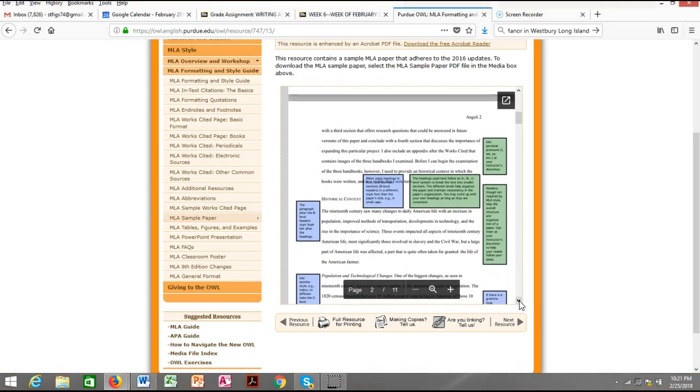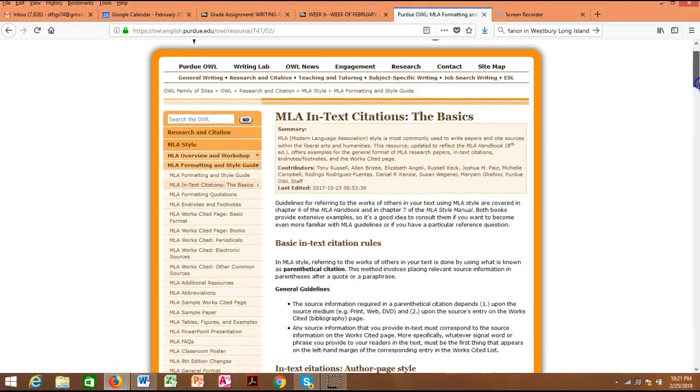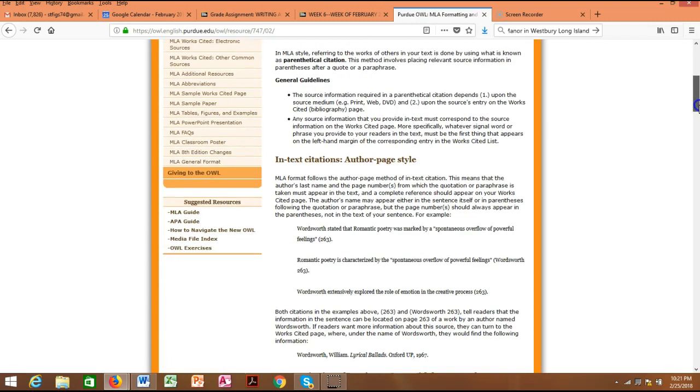Now, in terms of in-text citations, which is what you will be doing, this is what your basic in-text citations are supposed to look like in MLA style. Notice that once you quote, say that the author, Wordsworth, stated, then you just put the page. If you're saying romantic poetry is characterized by whatever it is, without referring to the author, then you put the author and the page.